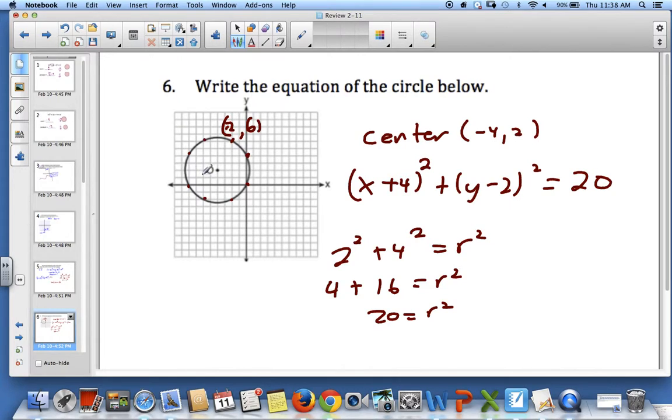Now, if I chose a different point, like this one, which would have been the easiest, 0, 0. How far apart are the x values? That's going to be 4 squared plus 2 squared, same thing. So that's that. Let's move on.